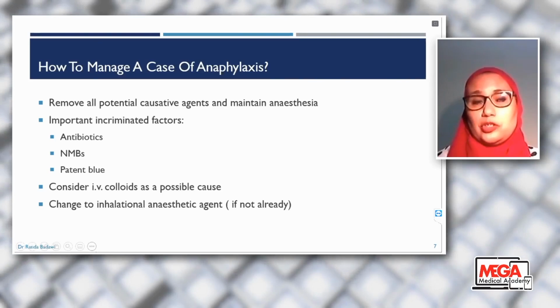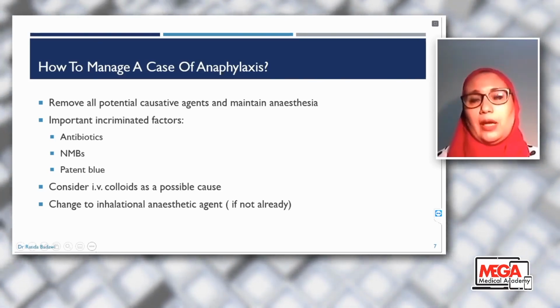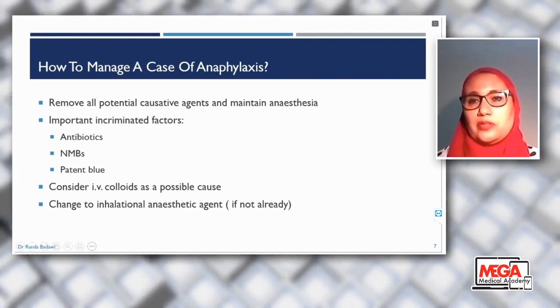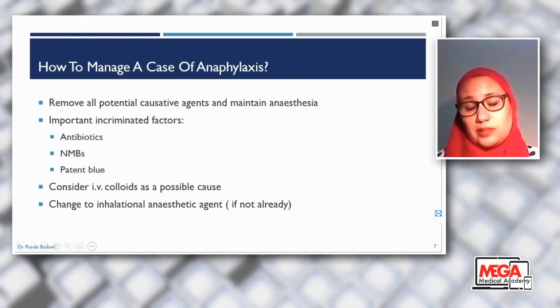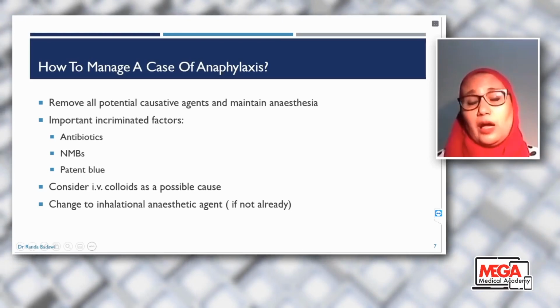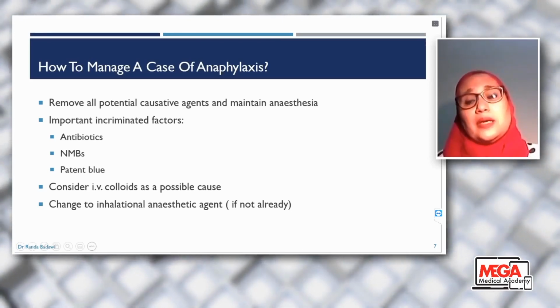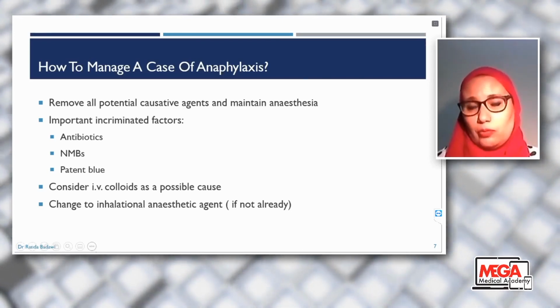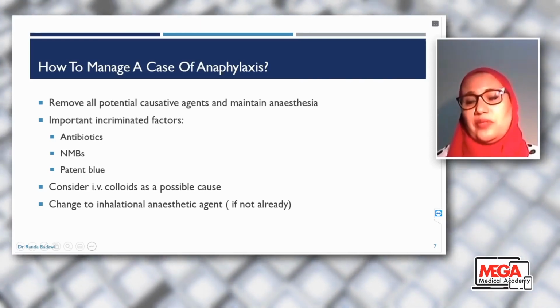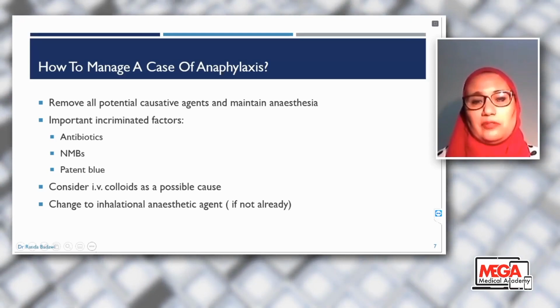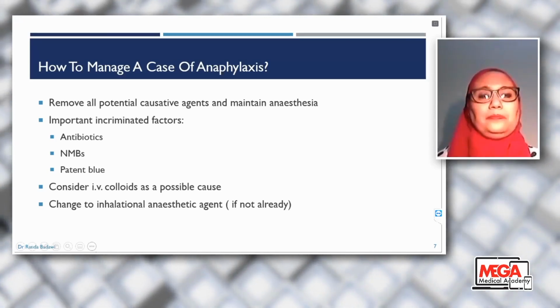You should shift if under GA and you cannot postpone the surgery. You should shift to the inhalational anesthetic agent rather than the IV, because the IV may be incriminated. Although it's not common, it's better to use the inhalational agents as they are not incriminated in this situation.